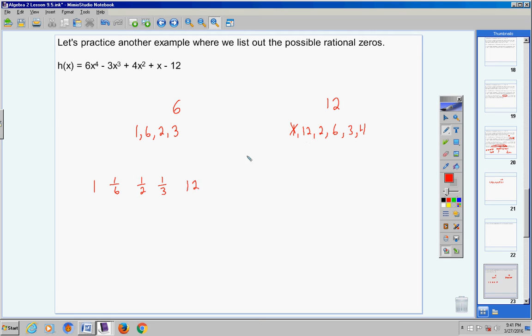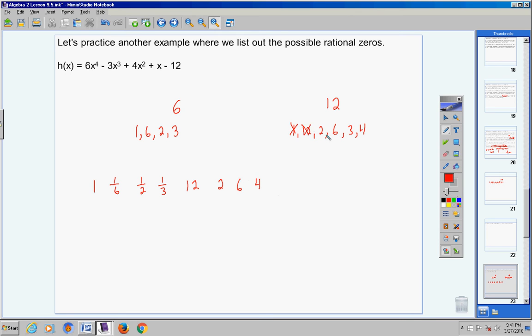12 over 1 is 12. 12 over 6 is 2. 12 over 2 is 6. And 12 over 3 is 4. Okay? 12 divided by 1 is 12. 12 divided by 6 is 2. 12 divided by 2 is 6. 12 divided by 3 is 4.